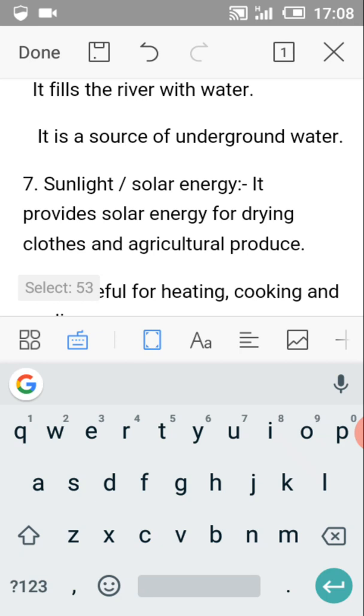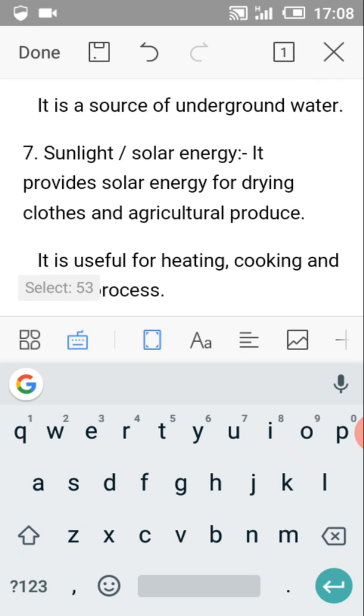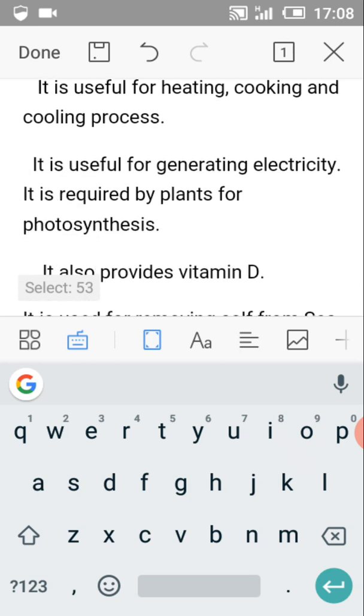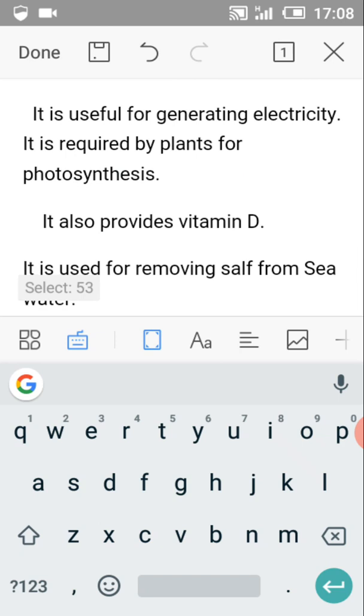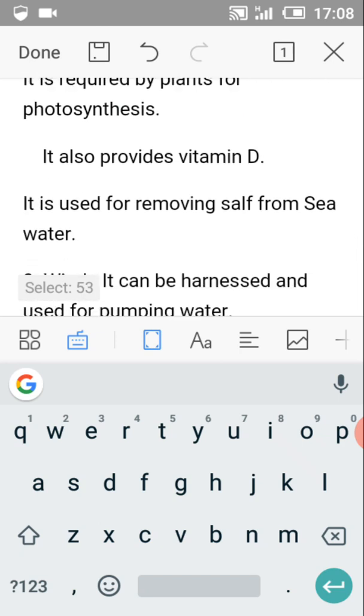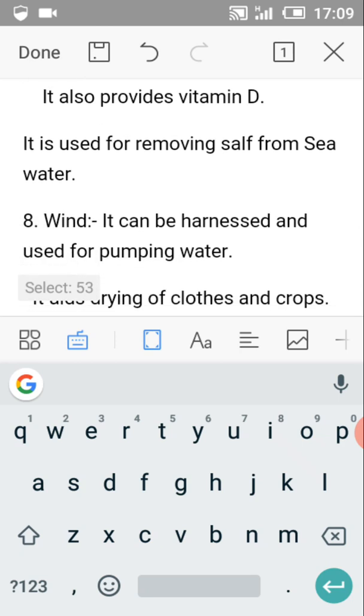Sunlight or solar energy. It provides solar energy for drying clothes and other agricultural produce. It is useful for heating, cooking, and cooling processes. It is useful for generating electricity. It is also required by plants for photosynthesis. It also provides vitamin D. It is also used for removing salts from sea water.